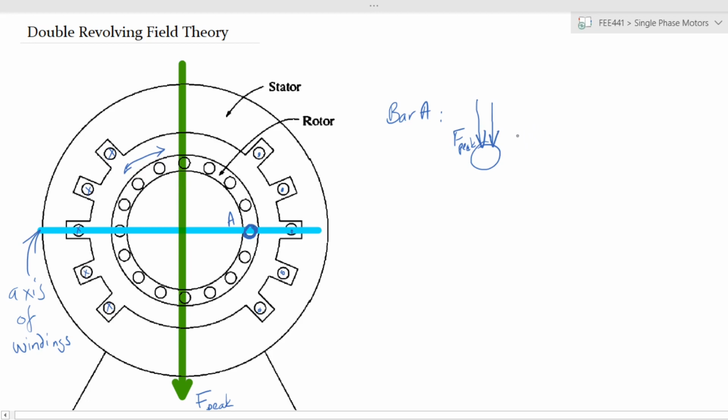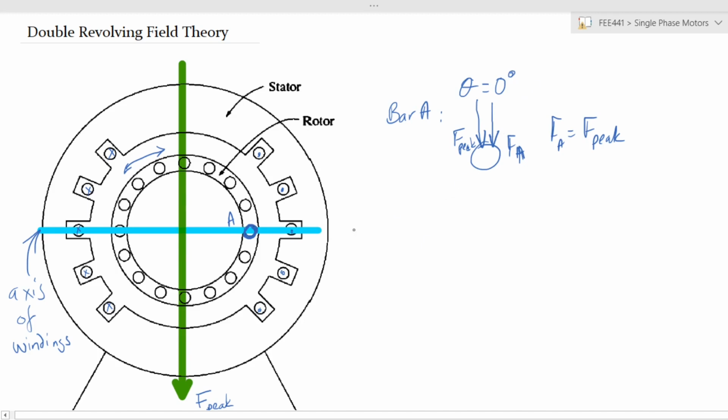So what is the value of FA? That is the force that acts on bar A and enables it to rotate either in the clockwise or anti-clockwise direction. That force FA will be equal to F peak because both of them are acting in the same direction. The angle theta between the two is 0 degrees, so they are actually parallel to each other.